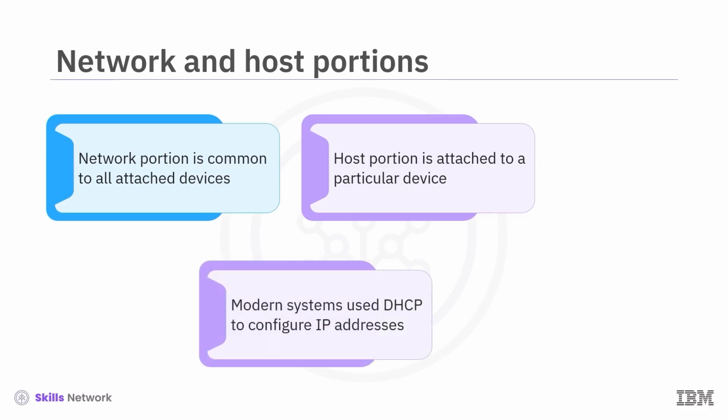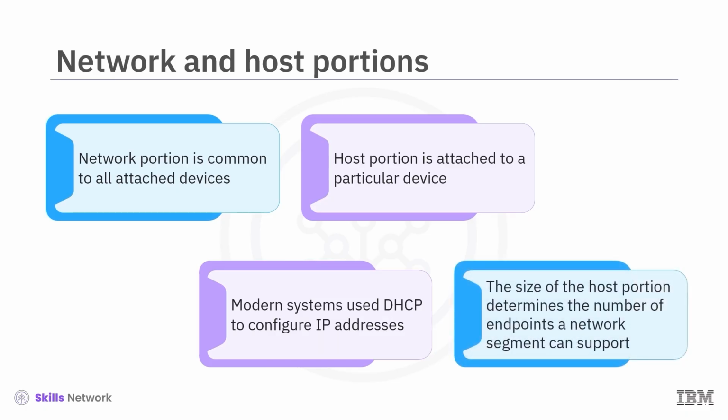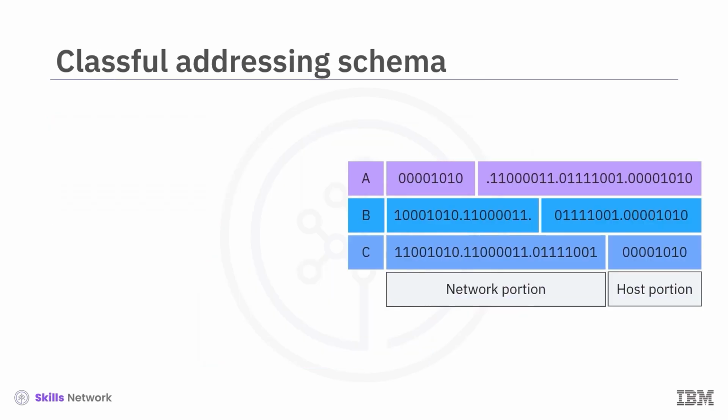Network and host portions can be configured on your computer, but most modern systems use DHCP, Dynamic Host Configuration Protocol, to automatically configure IP addresses. Note that the size of the host portion determines the number of hosts or endpoints that the network segment can support. Initially, IPv4 networks used a classful addressing schema, which provided 5 distinct address ranges.